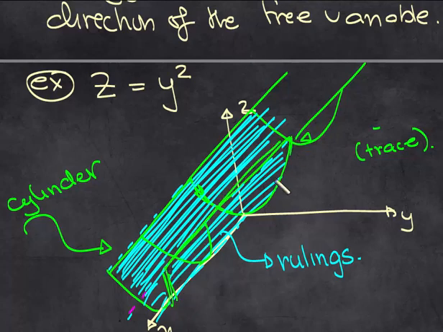Are you okay with that? So those horizontal lines that you have are called rulings. The whole thing is called a cylinder, and you start with a trace. Any questions on cylinders?